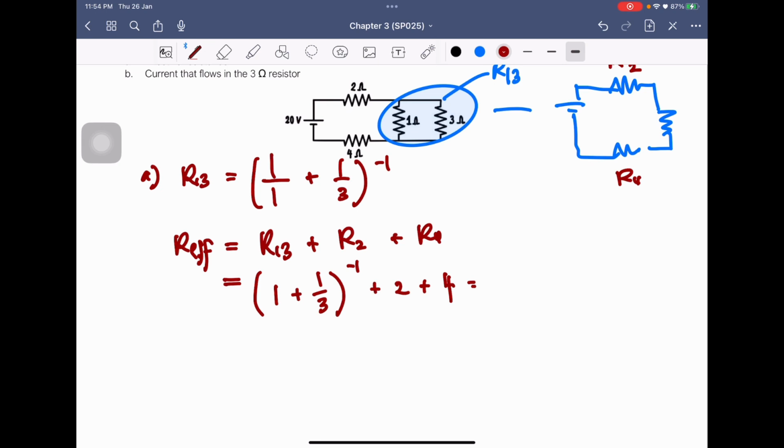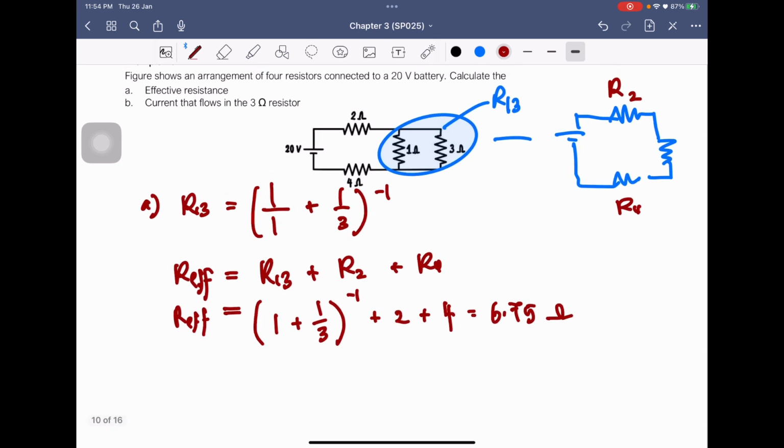I have to do this because next week we will be entering chapter 3. So you will get 6.75 ohm as your effective resistance. Okay? Okay, lastly, we have to determine the current that flows in the 3 ohm resistor. So that is basically this one here.